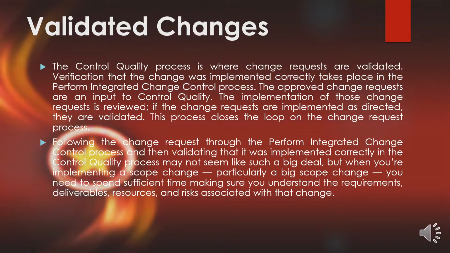Following the change request through the perform integrated change control process, and then validating that it was implemented correctly in the control quality process may not seem like such a big deal. But when you're implementing a scope change, particularly a big scope change, you need to spend sufficient time making sure you understand the requirements, deliverables, resources, and risks associated with that change.